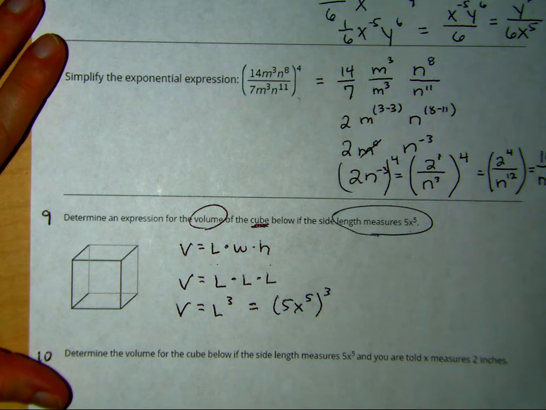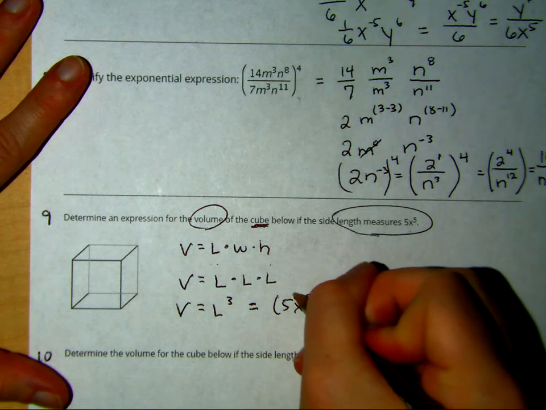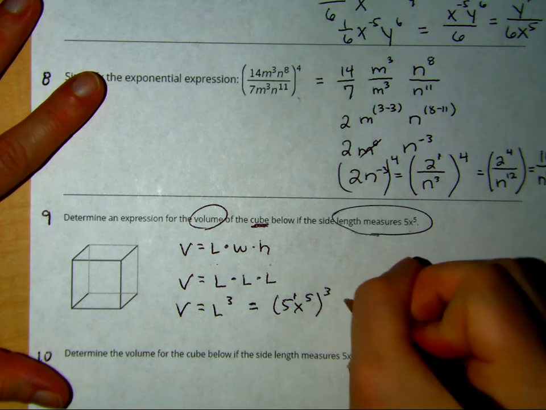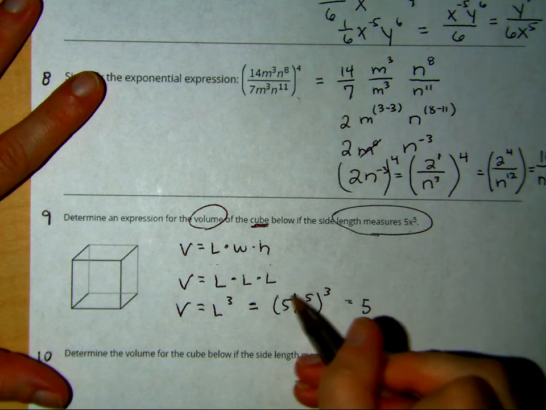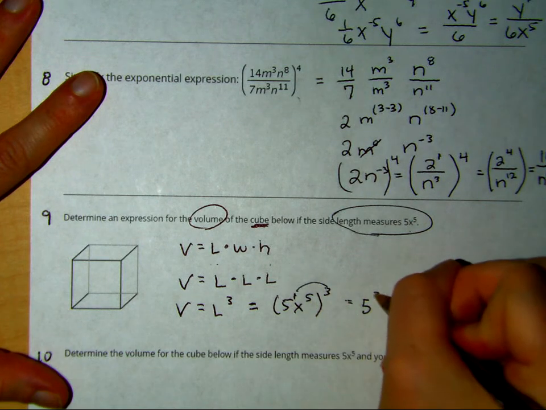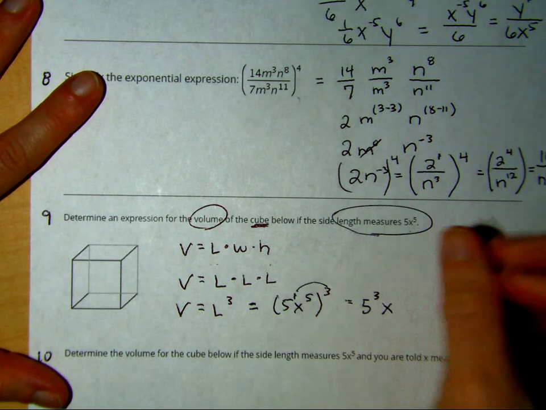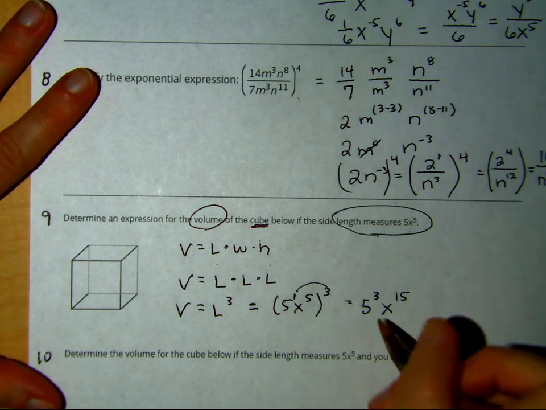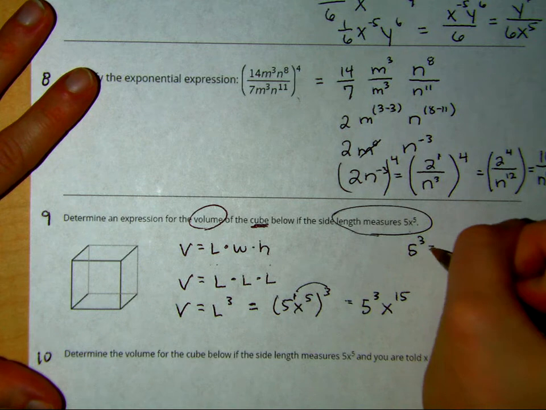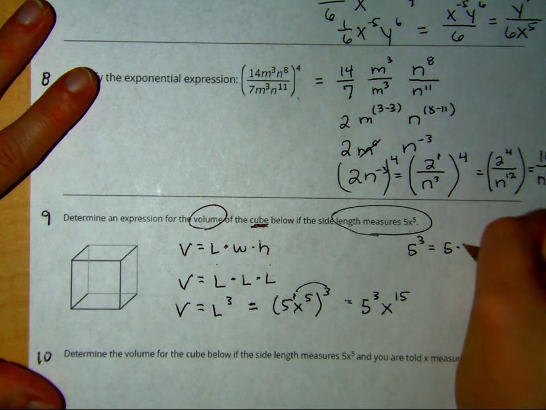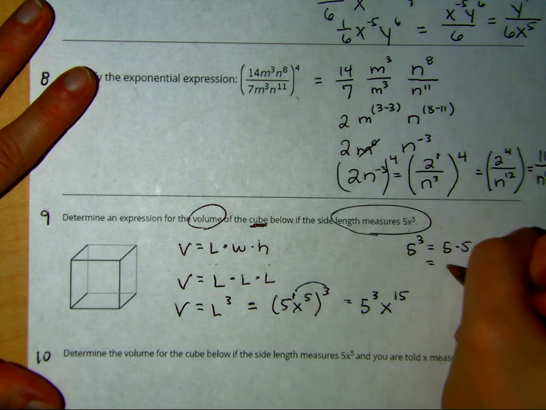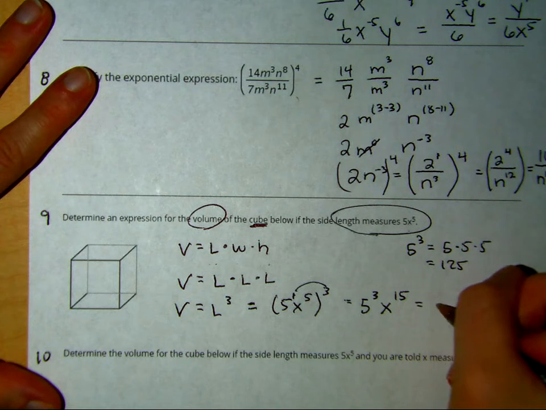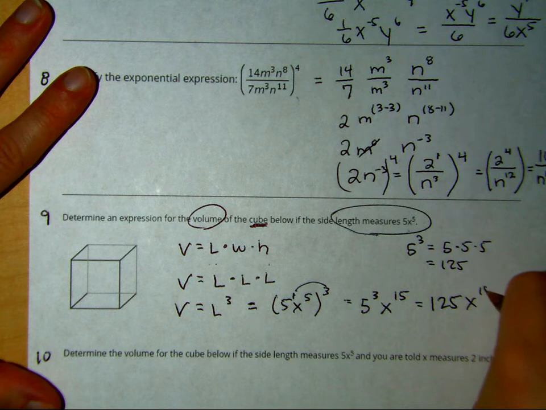So now we have a power to the power rule. Remember to write in your exponent if that helps you. So we're going to have 5 to the 1 times 3, which is 3rd power, and x to the 5 times 3, which is 15 power. So 5 to the 3rd is the same thing as saying 5 times 5 times 5, which equals 125. So our final answer is 125 x to the 15th.